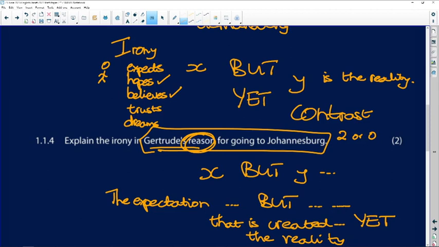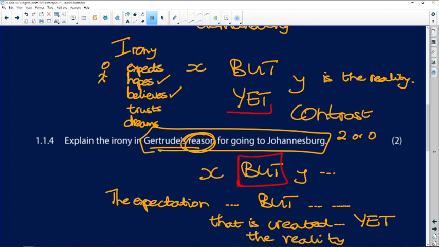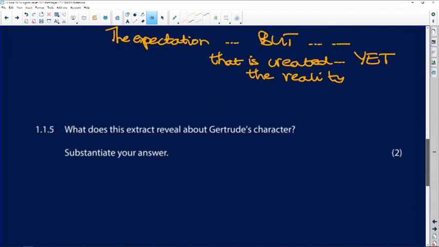So I want the word, where's my red pen? I want the word but or the word yet. I need to see it, because what are you doing? You are showing the marker. I have seen the contrast. The contrast is there. I've seen it. I'm showing it to you. And so we're going to use a word like expect or expectation. So the irony question you'll see in every single set work.